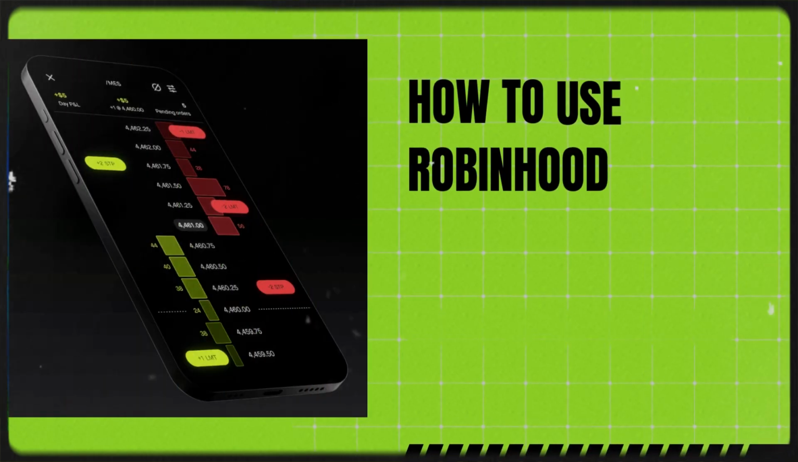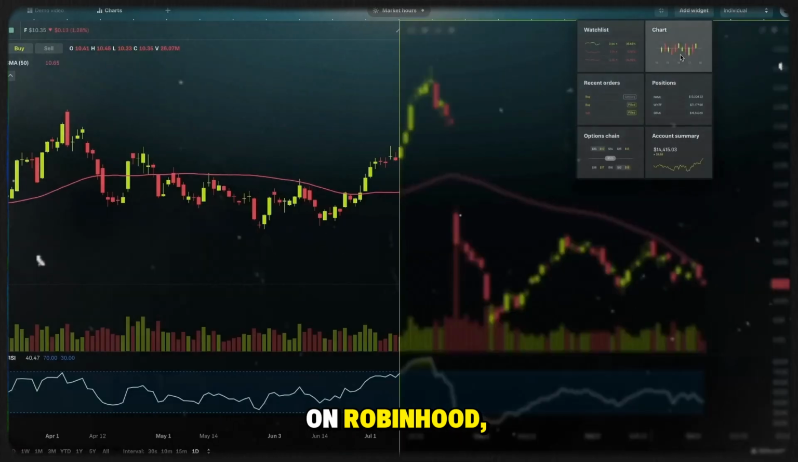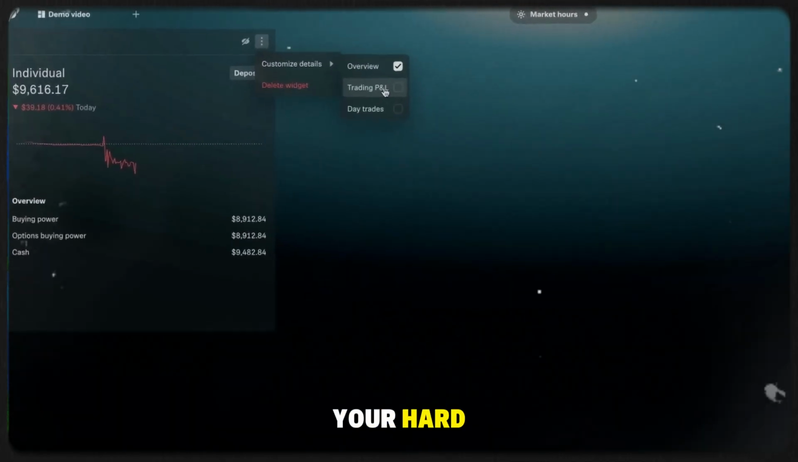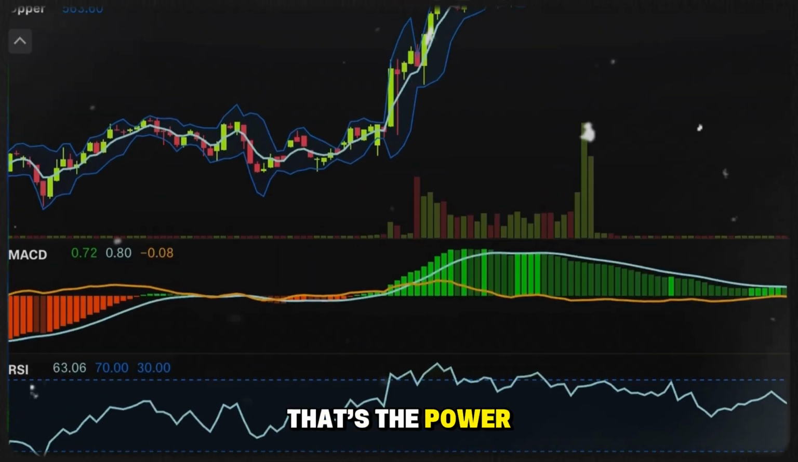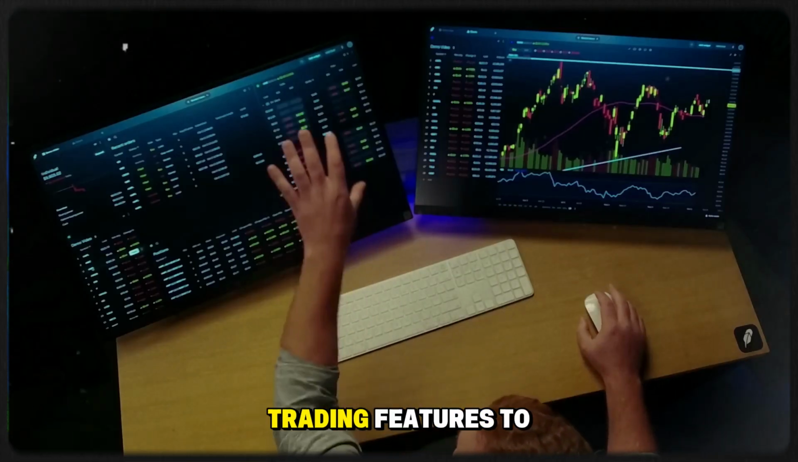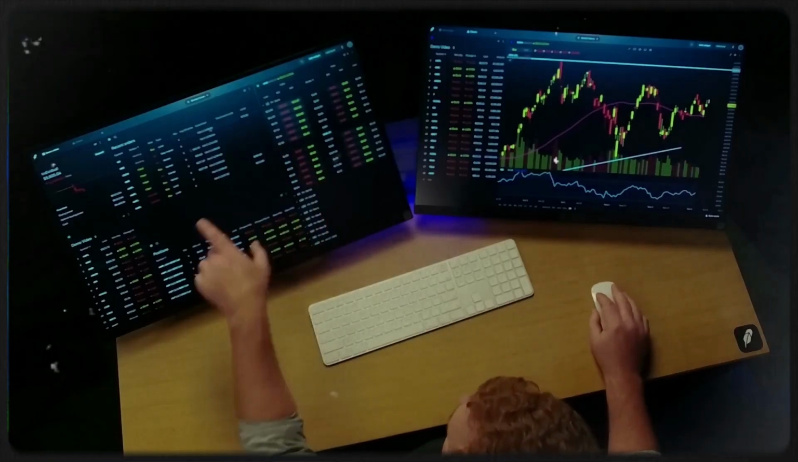How to use Robinhood paper trading to practice options. What if you could trade options on Robinhood, make mistakes, and learn, all without risking a single dollar of your hard-earned cash? That's the power of paper trading. Today, I'll show you how to use Robinhood's paper trading features to practice options trading safely, step by step.